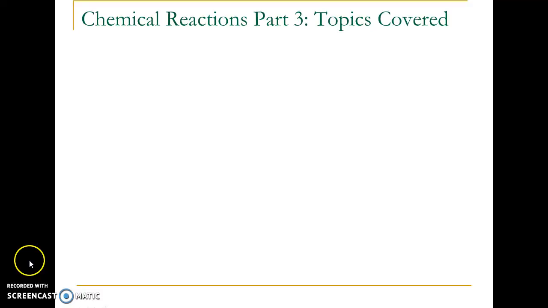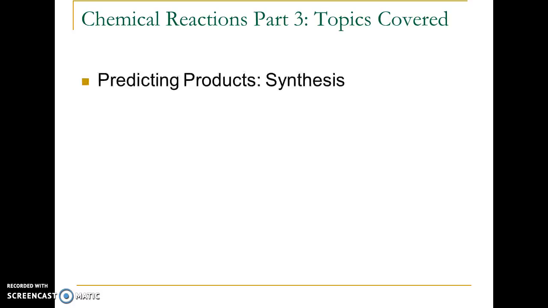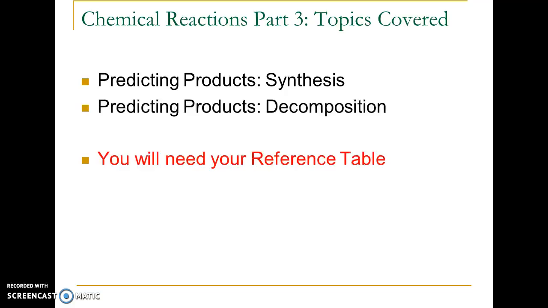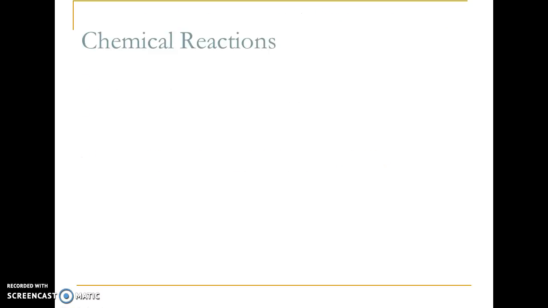Alright, today we're going to do Unit 6, Chemical Reactions, Part 3. This video covers predicting products for synthesis reactions and predicting products for decomposition reactions, and make sure that you grab your reference table for today. I'm going to give you a minute to do that. Alright, so now that you have your reference table, let's start talking about our different types of chemical reactions. So today we will be learning how to predict products.